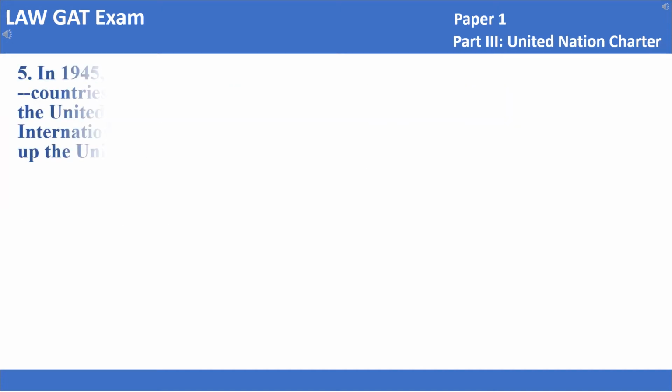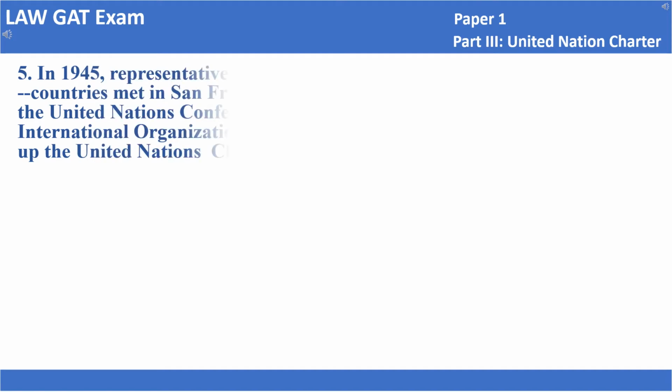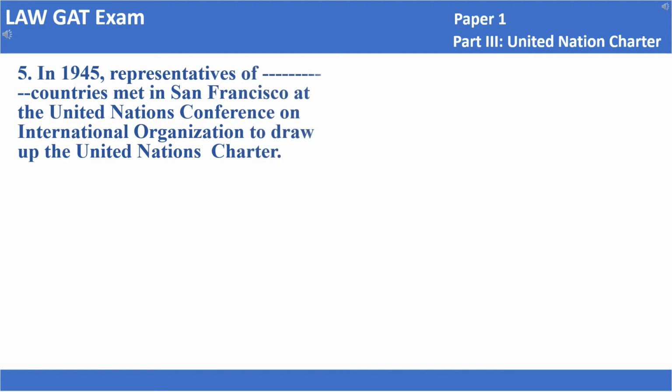In 1945, representatives of how many countries met in San Francisco at the United Nations Conference on International Organization to draw up the United Nations Charter? Is it option A 51, option B 55, option C 60, option D 65? The correct answer is option A 51 countries.